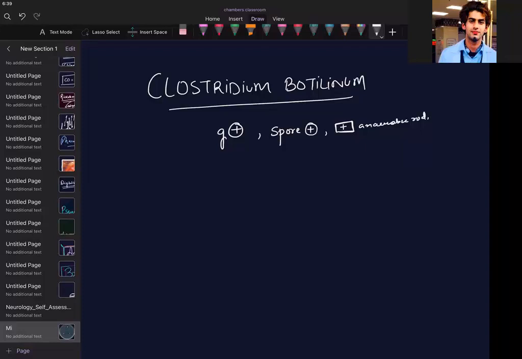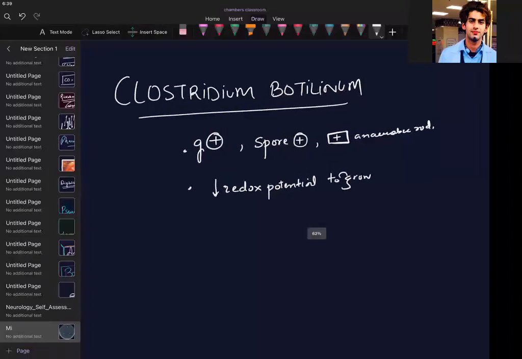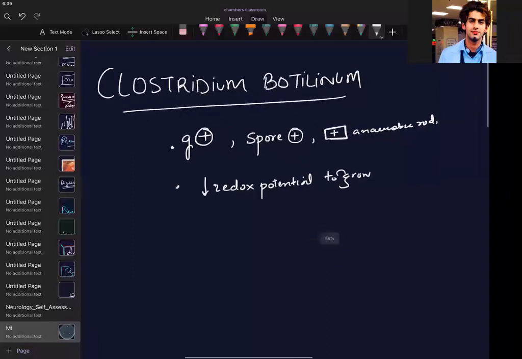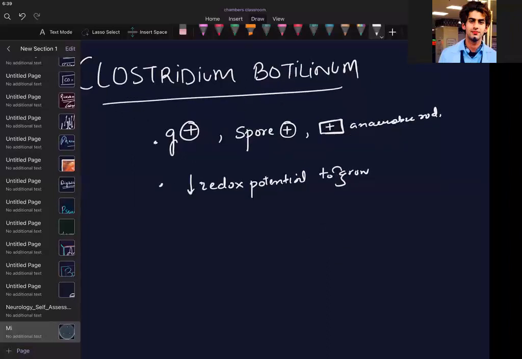I hope you remember the redox potential, isn't it? So remember, it requires a low redox potential to grow. Okay, write the way I'm writing. Low redox potential to grow. So it can grow in food, can grow in tissue. Okay.